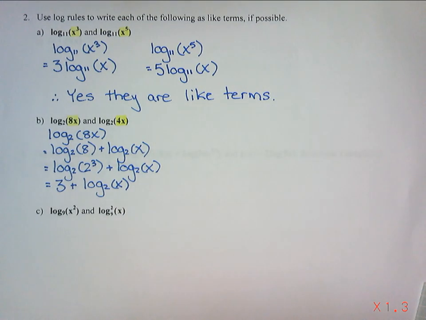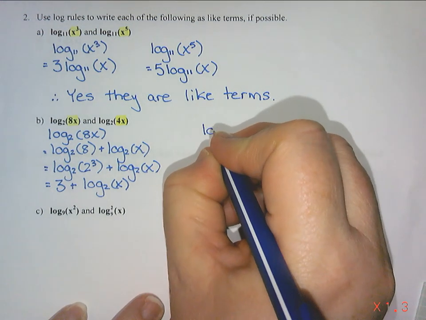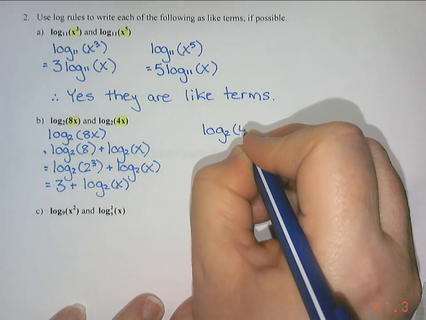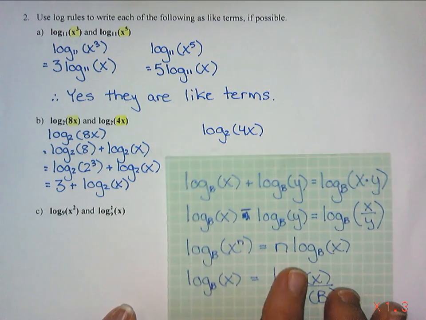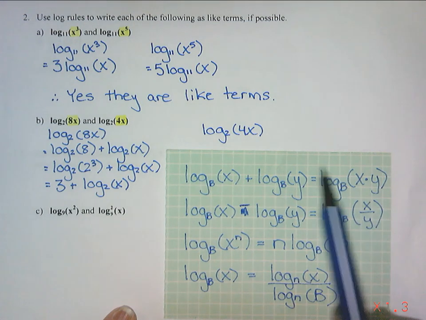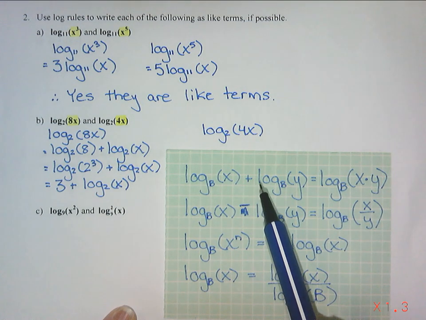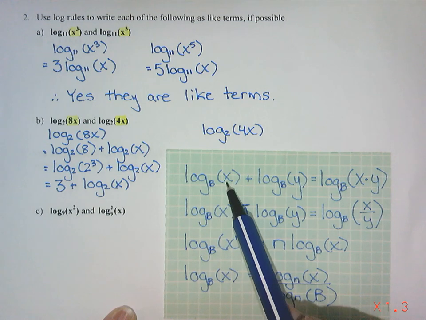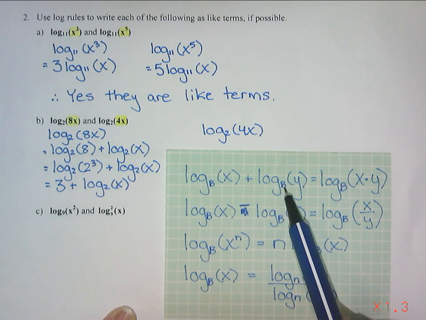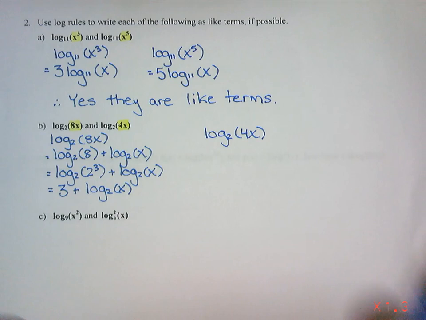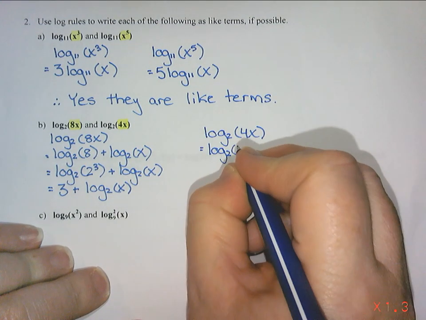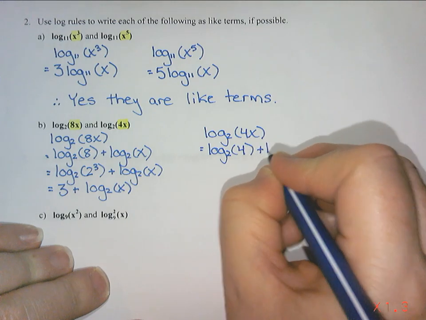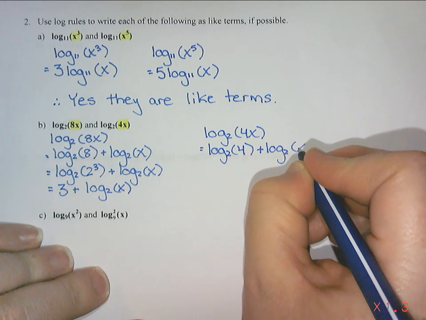All right, we're going to try something similar with the second one. We're going to take log base 2 of 4x. And very similar to this one, I'm going to use that multiplication rule here to split it back up into addition. So I would do log base 2 of 4 plus log base 2 of x.